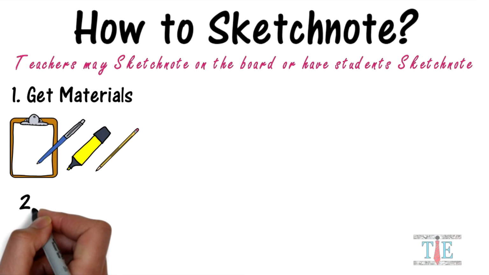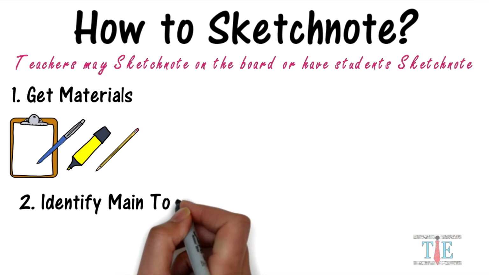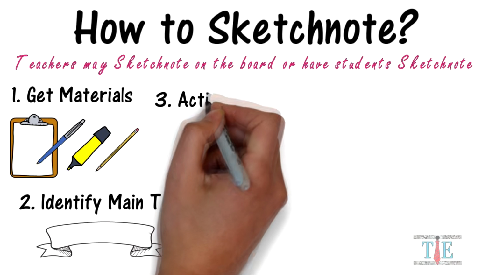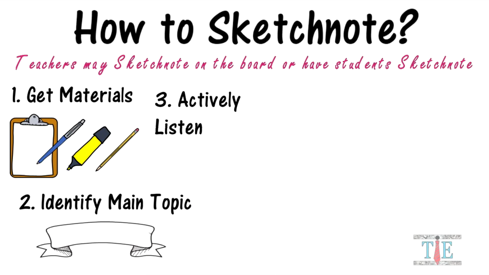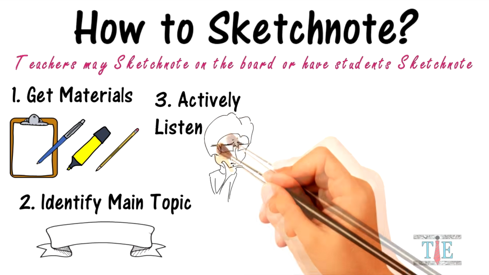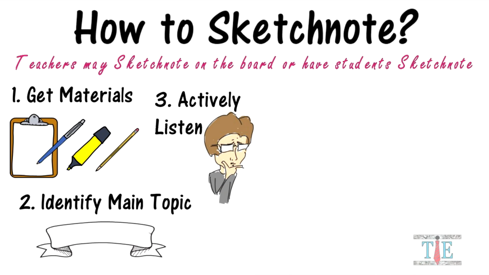As they begin to listen to the lecture, they should identify the main topic. Clearly write the main topic on top of the sketchnote. Third, and most importantly, actively listen. Students have to listen carefully, pay attention, and stay engaged to successfully sketchnote. Which leads to number 4, capture ideas and quotes.